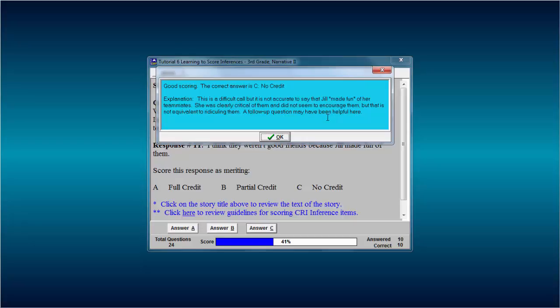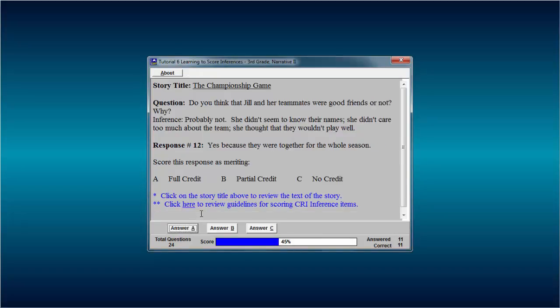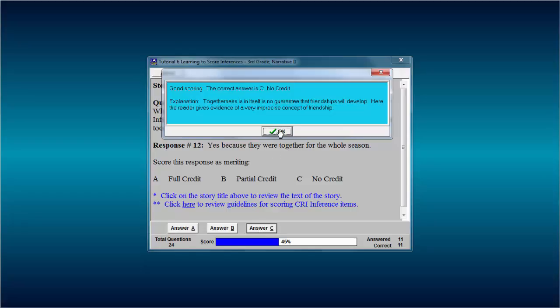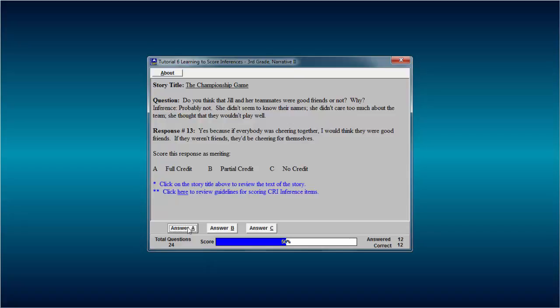So remember we said this inventory is as effective as the person administering it. And folks, you have to know that story, and you have to know when to probe. And here is a perfect probing example. So we'll move on to 12, and this student says, "Yes, because they were together for the whole season." Again, a wrong idea of friendship, and that is no credit. So now we're ready to move on to 13.